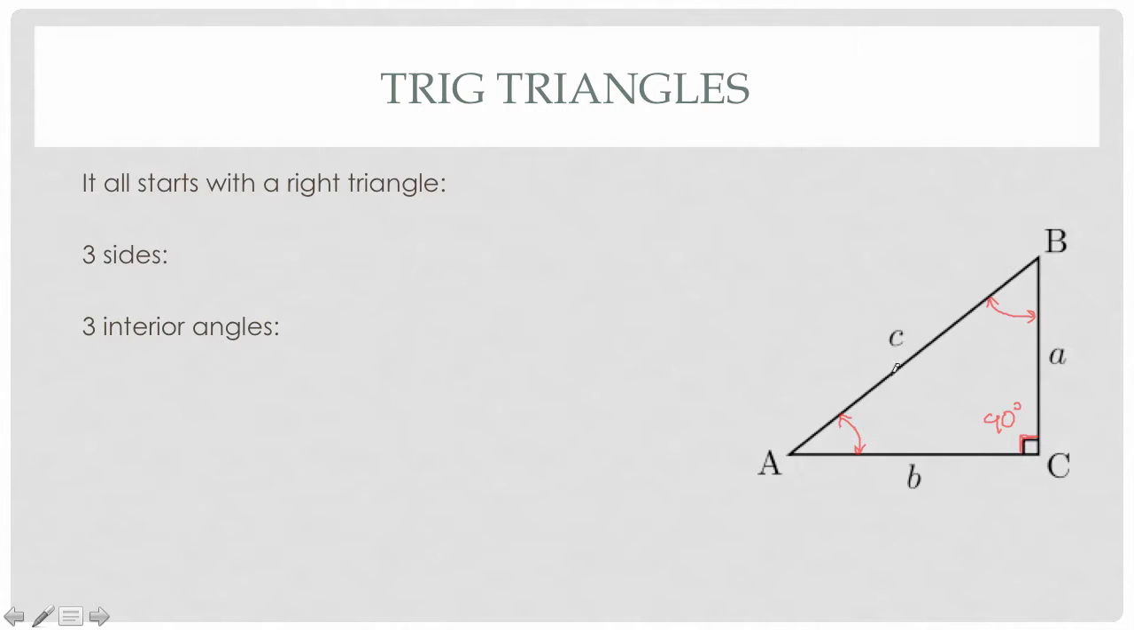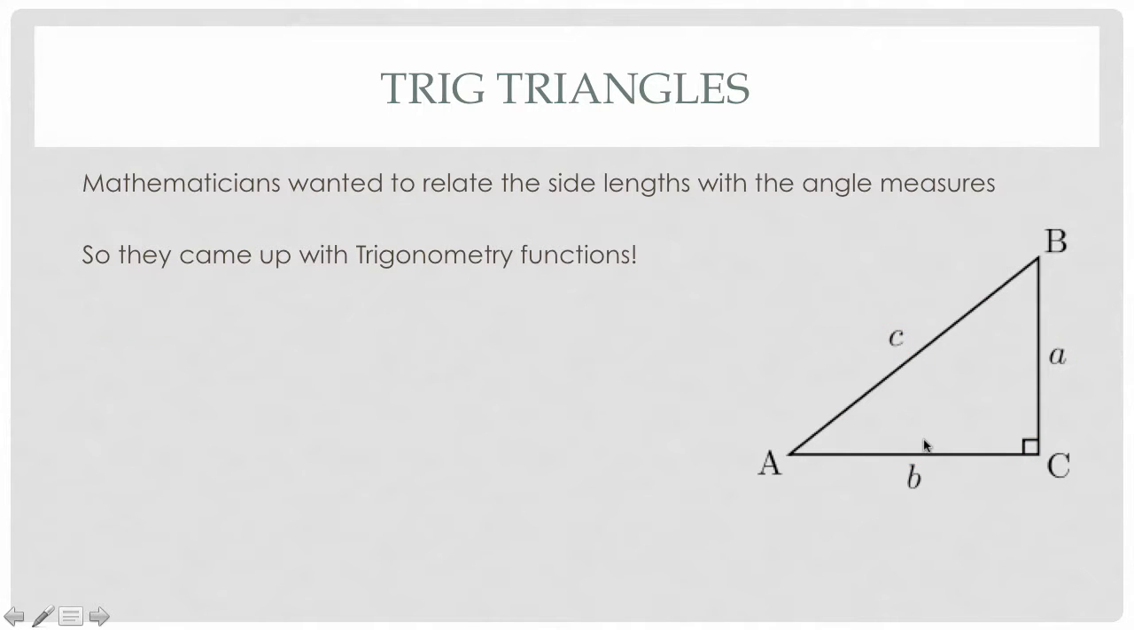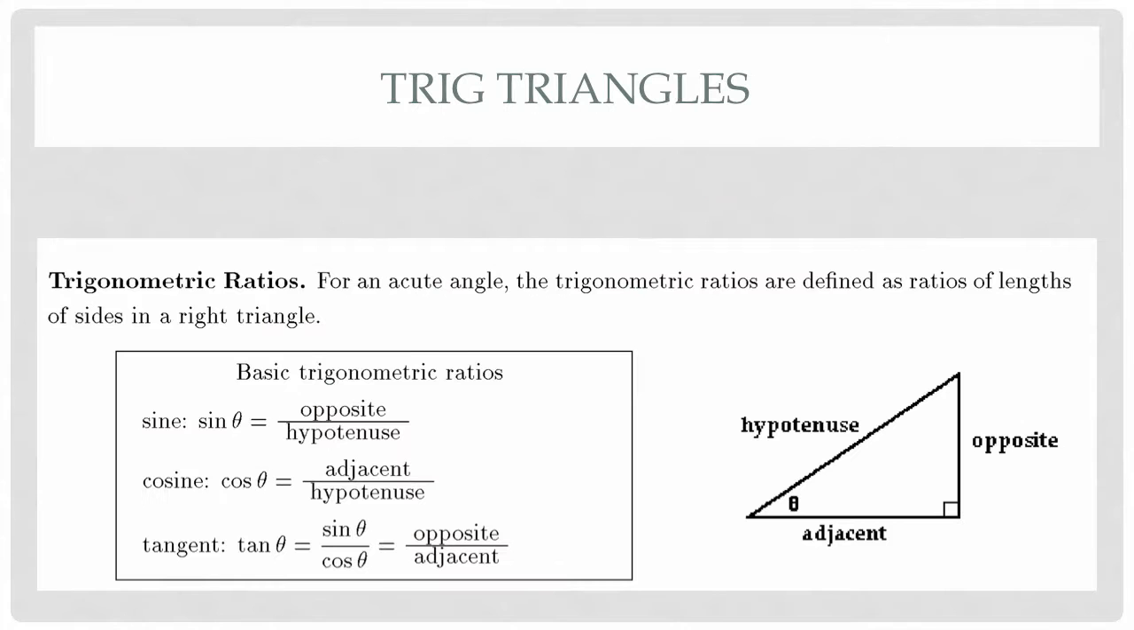These 2 angles, angle A and angle B, have to add up to 90 as well. All 3 angles add up to 180 degrees. But we're going to be doing a lot with the ratios, or how all these 3 sides on a triangle relate as well. Mathematicians wanted to relate the side lengths with the angle measures, so they came up with trigonometry functions.